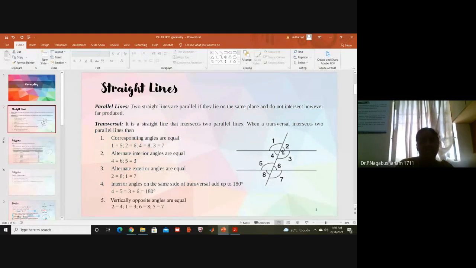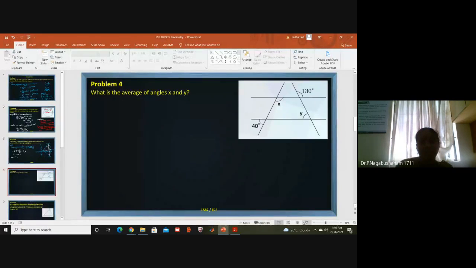We know opposite angles 2, 4 are equal, 4, 8 are equal, 1, 3 are equal, and the sum of 5, 6 will be 180. 6 and 4 are equal, that's why the sum of 4 and 5 is equal to 180. All these points we know. Based on this, we will solve the problem given.